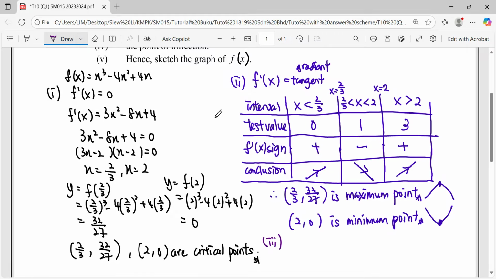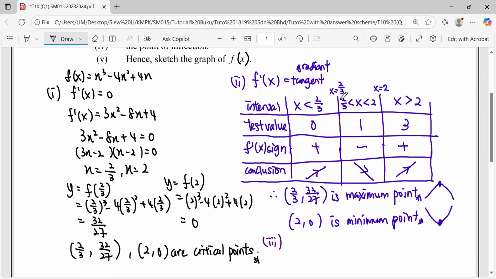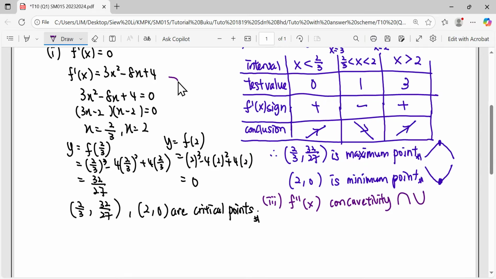They are asking us to find the relative extremum points using the second derivative test. So from here we can compare. If using the first derivative test, the working will be like this. If I want to use the second derivative test, it's about concavity. Concavity means your graph is smiling or sad: concave upward, concave downward. First of all, we need our second derivative. Differentiate one more time. Power moves to the front, power minus 1, minus 8.